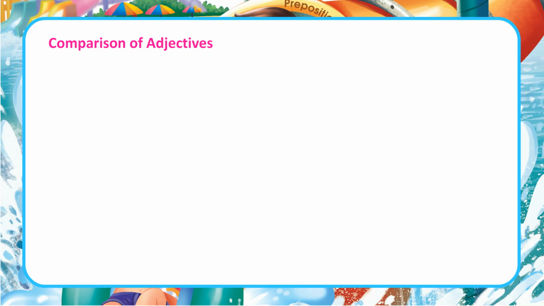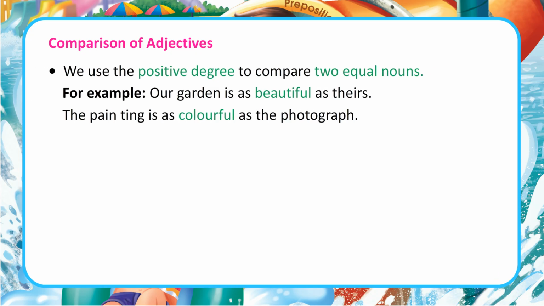Comparison of adjectives. We use the positive degree to compare two equal nouns. For example, our garden is as beautiful as theirs. The painting is as colorful as the photograph.